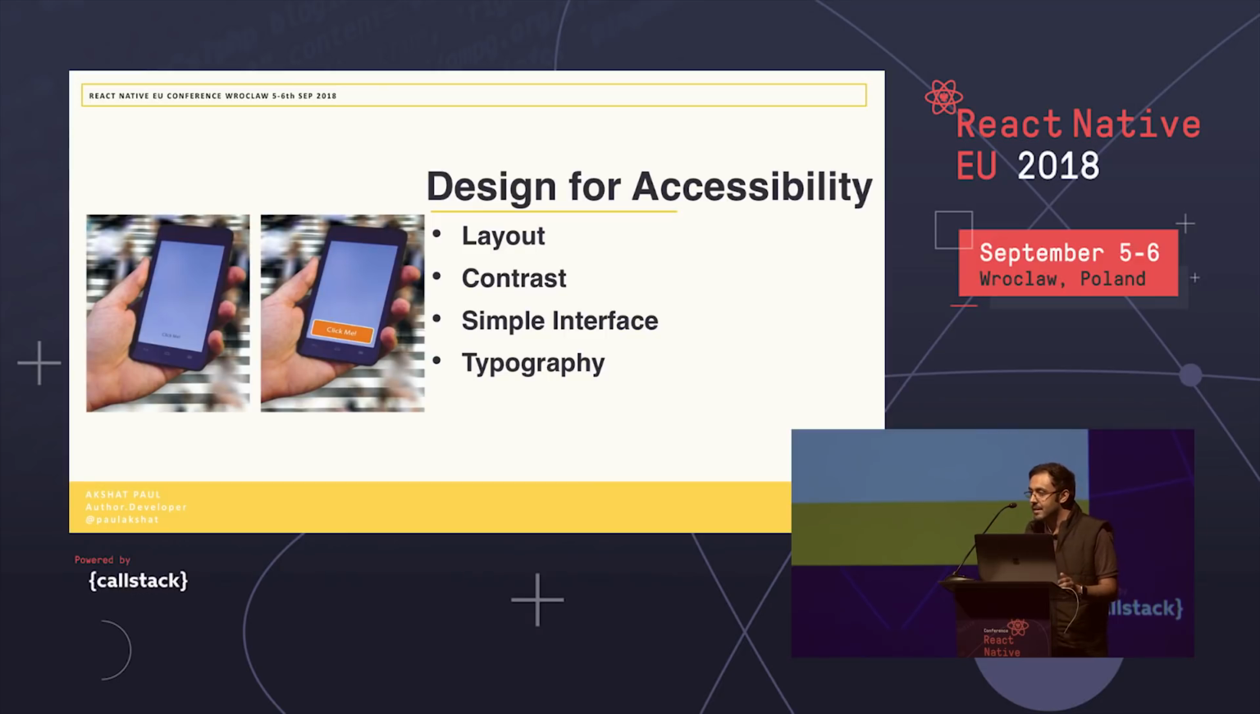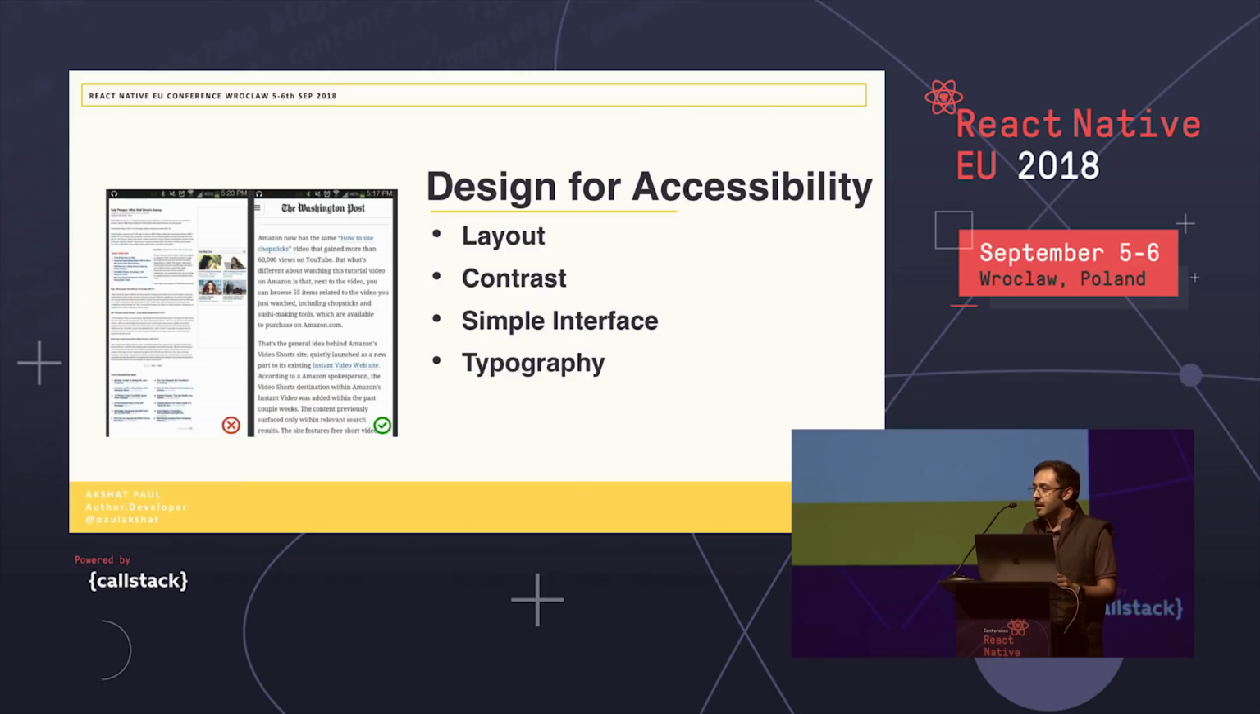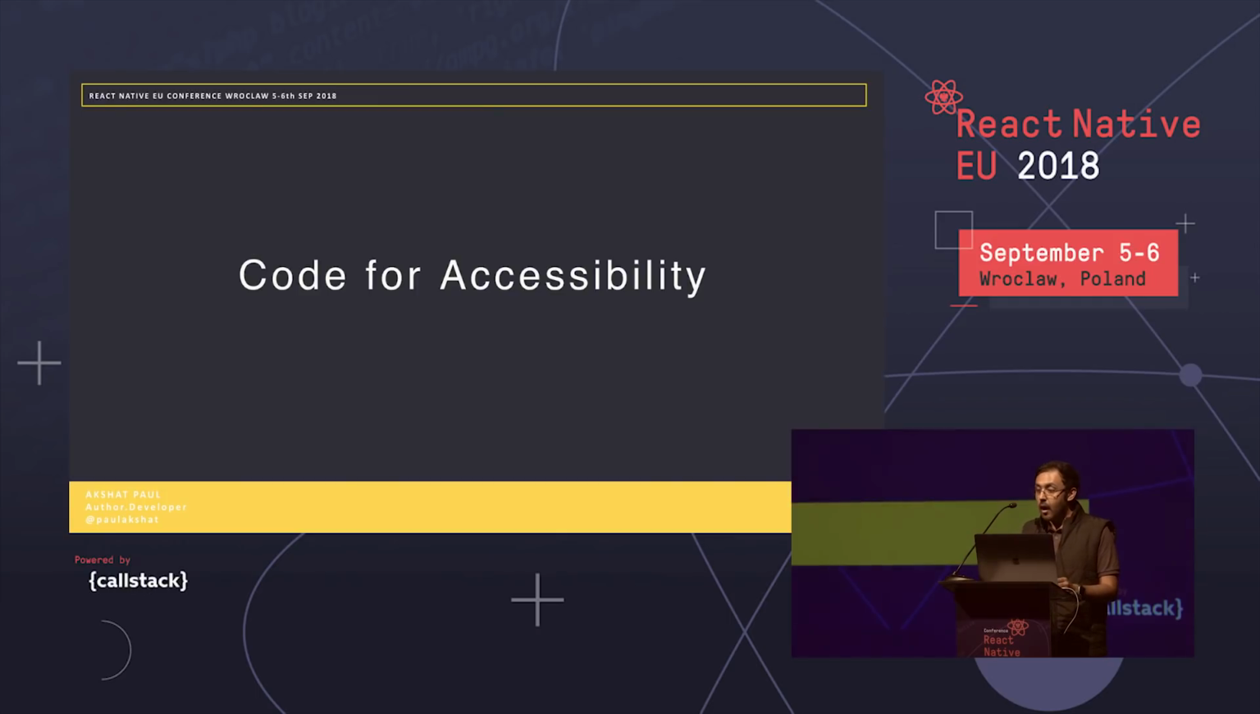Having a simple interface, as I mentioned, that is not putting vital information inside a hamburger menu or somewhere in more, but at the right place. And of course, typography. The right kind of typefaces, the right kind of fonts are very essential to make your application accessible. Now, which brings us to the next part, which is code for accessibility.